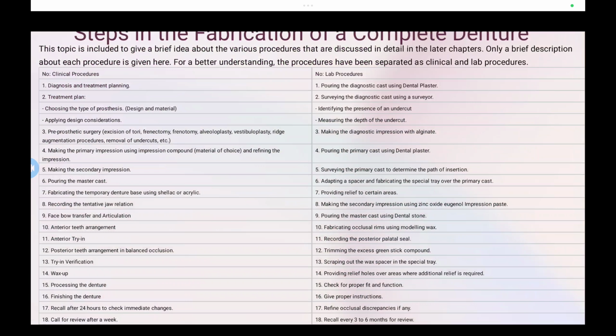The steps go hand in hand with clinic and lab procedures.